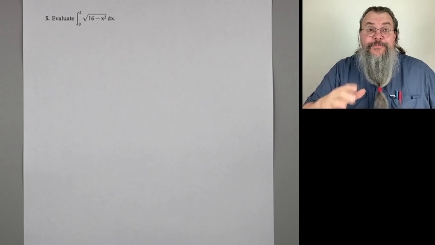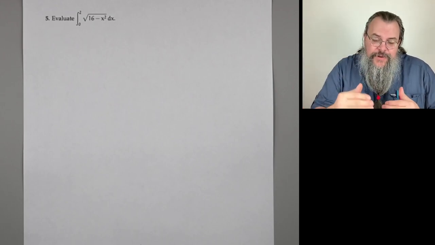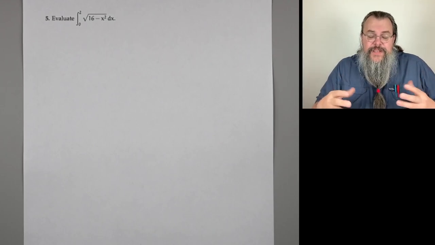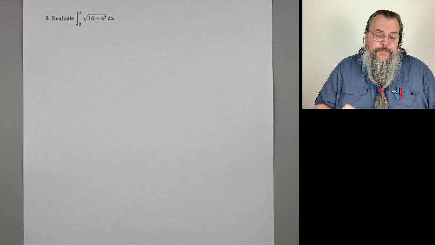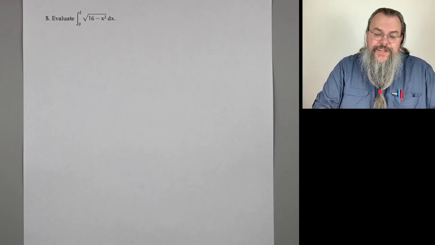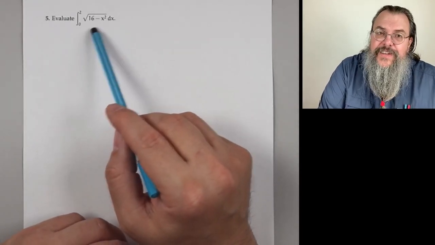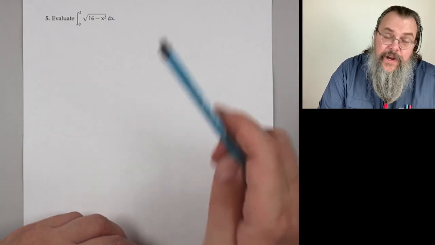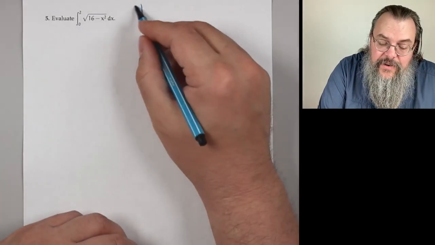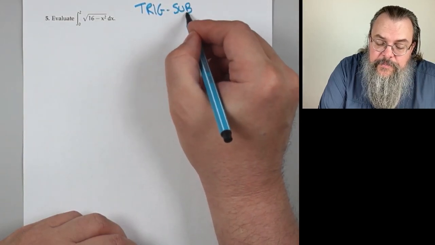Number 5. We're going to evaluate the integral from 0 to 2 of the square root of 16 minus x squared. And the nice thing about this problem is it's really clear what kind of problem we're doing here. Trig substitution. The clue is that there's a square root, and the inside is something involving squares, either a sum of squares or a difference of squares. So it's nice to know what kind of problem we're doing from the very start.